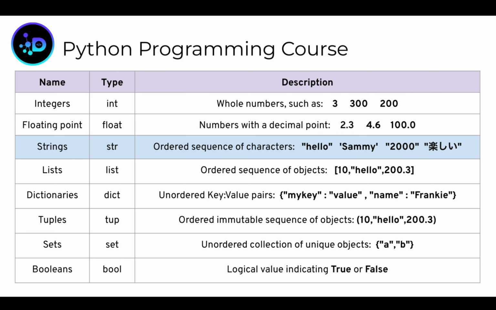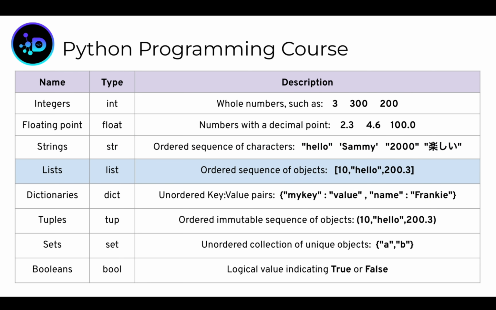Next, we have the string data type, and strings are basically ordered sequences of characters. For example, we have hello, Sammy, 2000, and we can also have a Chinese word. As long as it's inside a string, then it is an example of a string type in Python.